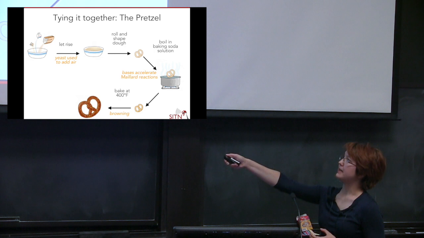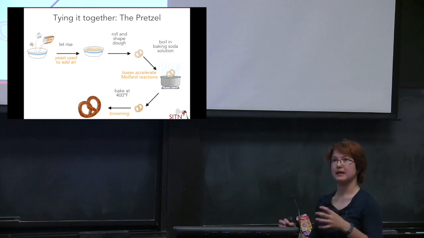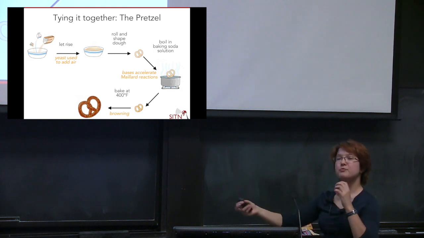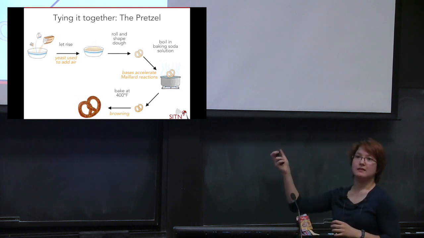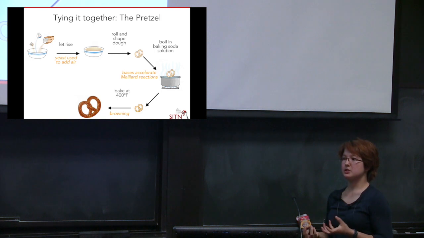And so you then bake it at a high temperature, sufficiently high that you end up getting Maillard browning, and you end up with this really brown, crusty pretzel. If you hadn't boiled it in that baking soda solution, it would pretty much look pale and white. It wouldn't end up having that same nice, deep, crusty brown.